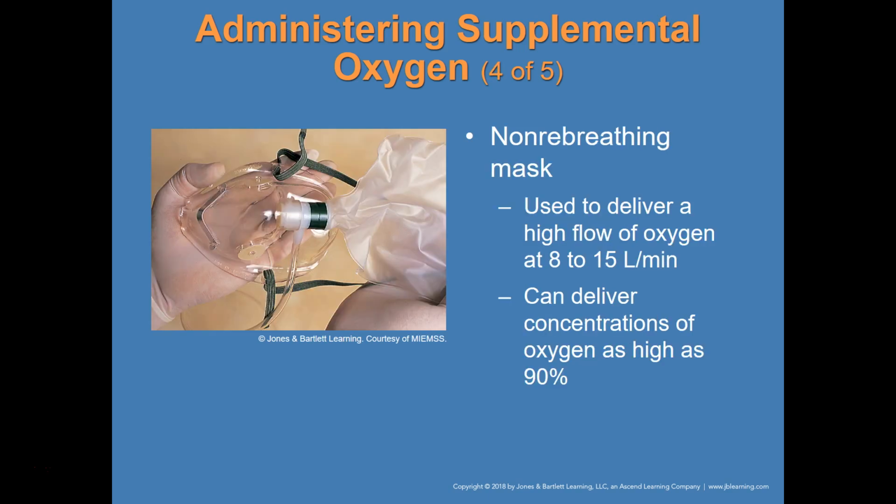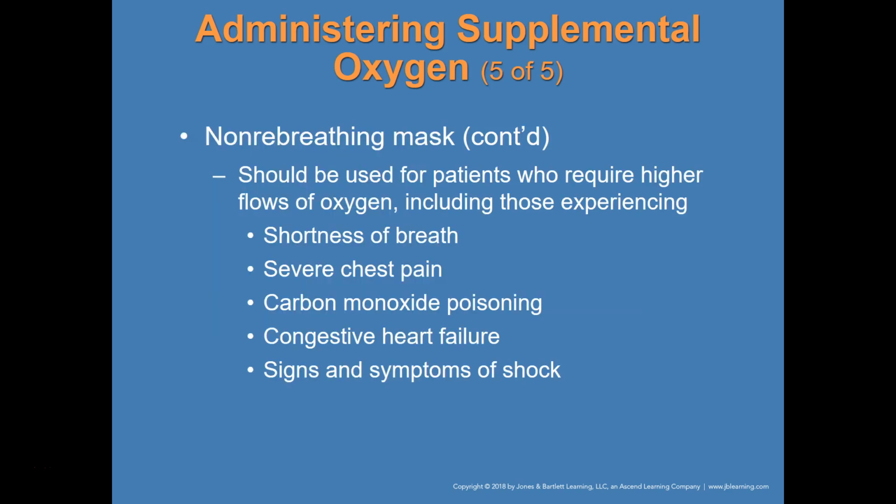This is the non-rebreather mask. It has this reservoir here. It's used to deliver high flows of oxygen from 8 to 15. It can deliver concentrations of oxygen up to as high as 90%. These should be used for patients who require higher flows of oxygen, including those experiencing shortness of breath, severe chest pain, carbon monoxide poisoning, congestive heart failure, or signs or symptoms of shock.